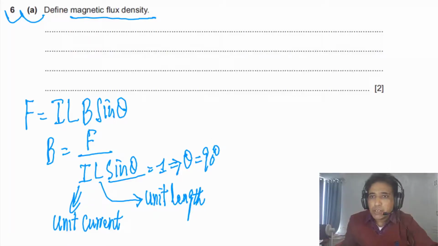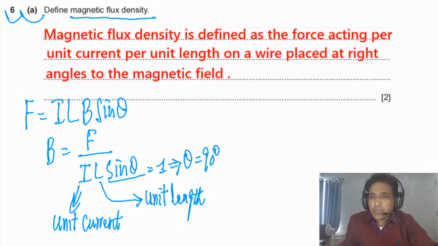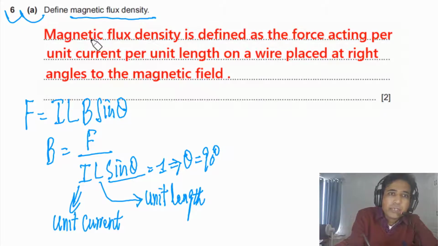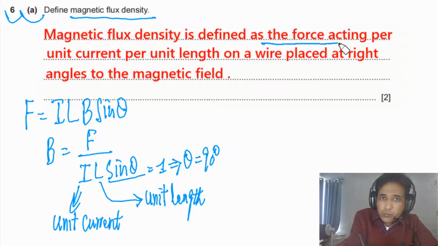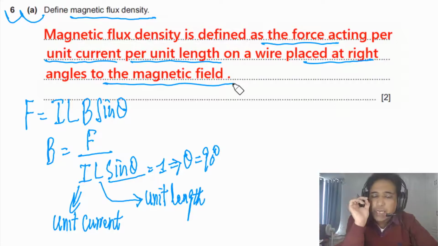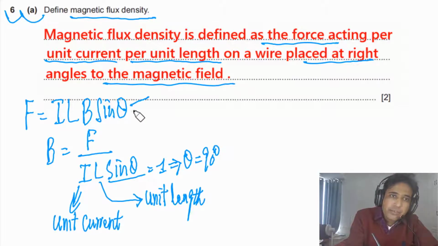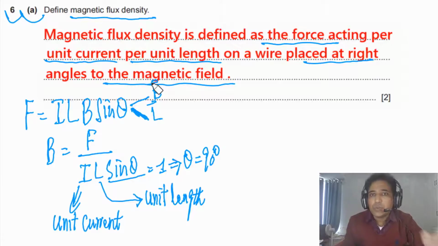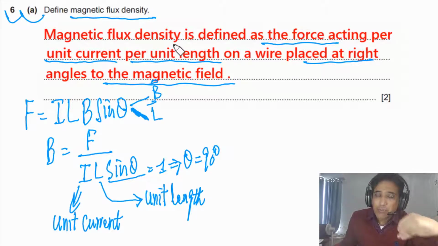Now let me show you the answer, how you can write down the answer. So this is how you can write down your final answer. In the final answer, you can say magnetic flux density is defined as the force. So B is equal to the force if all of them are equal to 1. Defined as the force acting per unit current per unit length on a wire placed at right angles to the magnetic field. Meaning if the angle between L and B is 90 degrees, then that force in magnitude will be equal to magnetic flux density. So this is the angle between B and L. So this is how you can define. You need to understand the way to define, not just try to memorize without understanding.